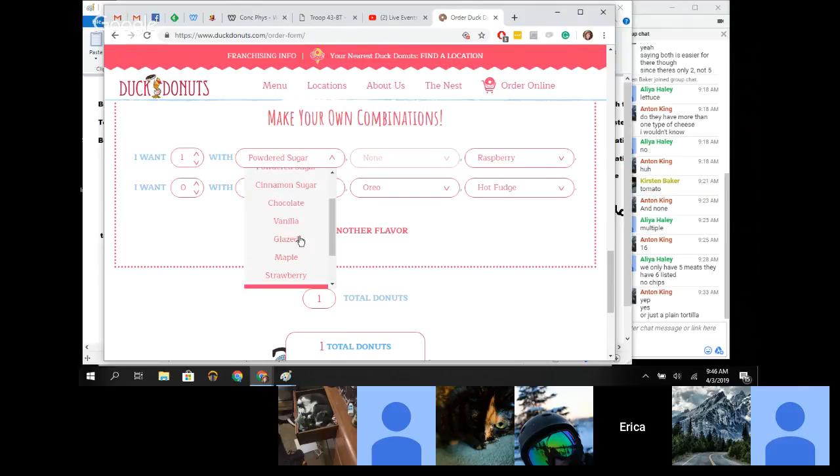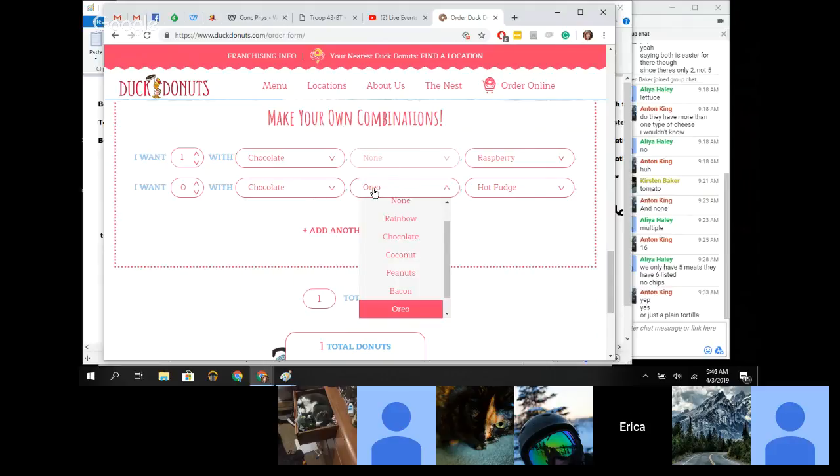So let's say we pick, I don't know, chocolate. Who doesn't like chocolate? I don't know if this isn't working. Chocolate. Okay, something's up with that one. If you pick chocolate, then you can pick a topping. So you don't have to have a topping. You could put rainbow, chocolate, coconut, peanuts, bacon, Oreos, or graham crackers on top of it. So let's do chocolate with Oreo. We might as well just make it totally unhealthy.